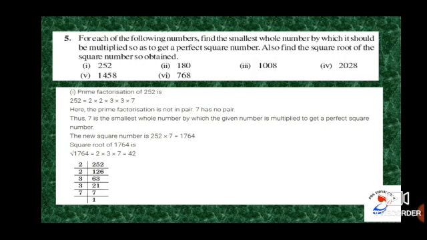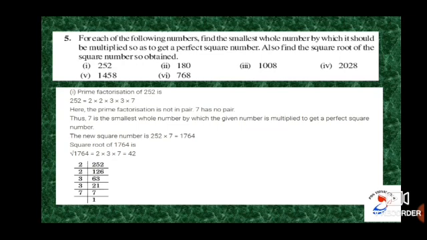With this, we'll start today's session. In the previous session, we completed till problem number 4 of exercise 6.3. Now, we will start with problem number 5. Let me read out the question. For each of the following numbers, find the smallest whole number by which it should be multiplied so as to get a perfect square. Also, find the square root of the square number so obtained.